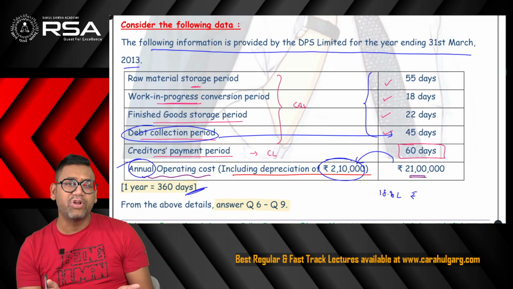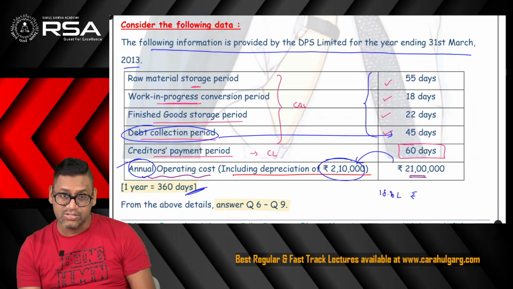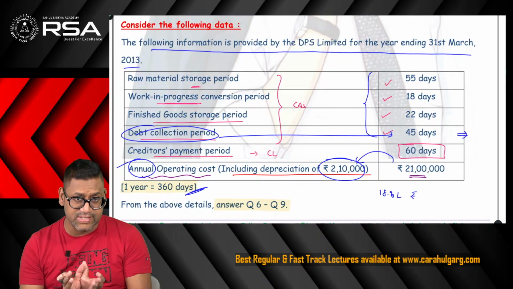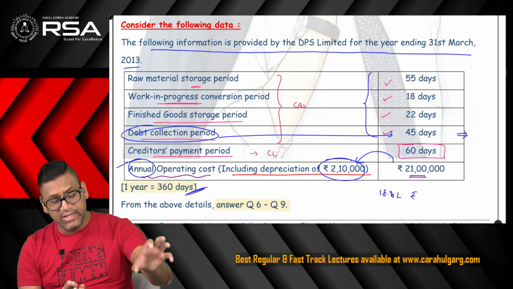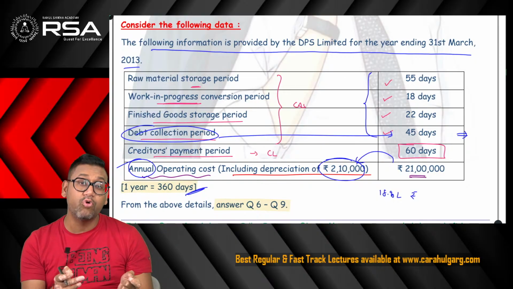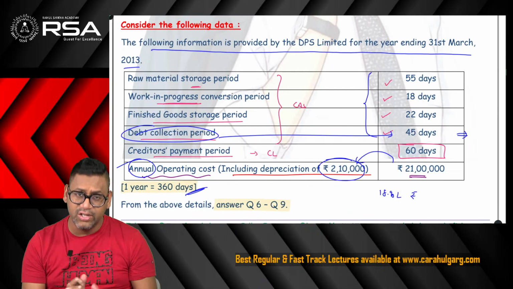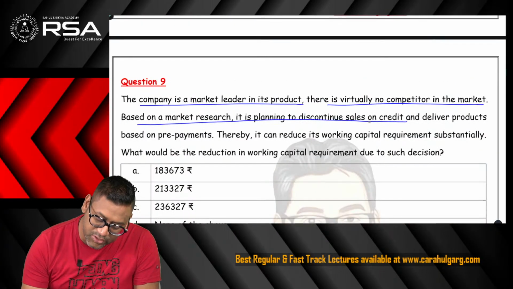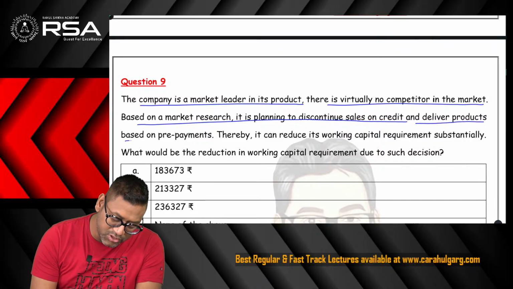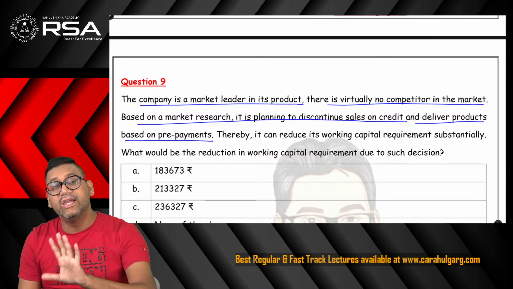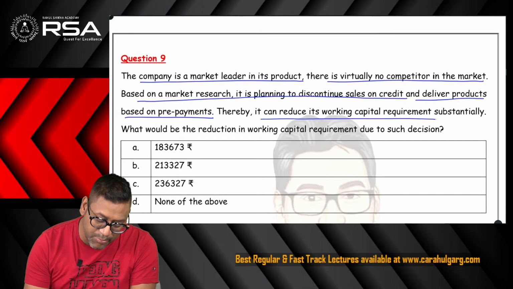But when there is no competitor, you can simply say, boss, I will not sell on credit, only cash sale. So that this 45 days time period, as of now, the amount of sales is blocked in the debtor for 45 days, but I can make it free immediately by saying that I only accept cash sales, I will not sell on credit. So that's the thing the question is saying. So it says the company is planning to discontinue the sales on credit and deliver the products on prepayment. They are saying we will take the payment in advance rather than later on. Thereby, it can reduce the working capital requirement substantially.